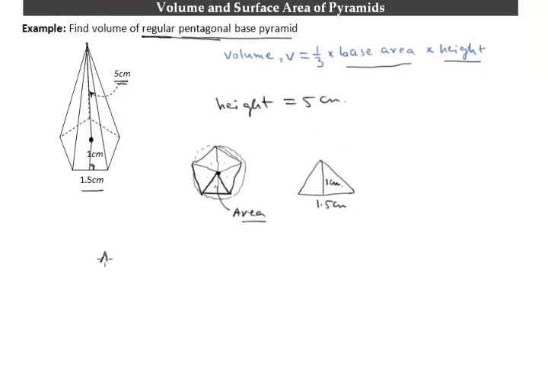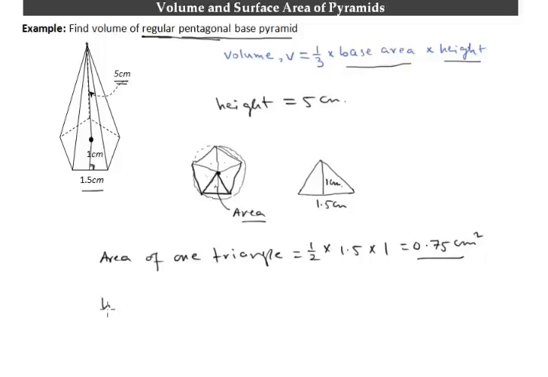The area of one of these 5 triangles will be half times its base, 1.5, times its height, 1. So we will get 0.75 centimeter square. So one of these triangles' area is 0.75 square. So the area of this total pentagon will be 5 times this, because there are 5 triangles similar to this one. This is only true for a regular pentagon.